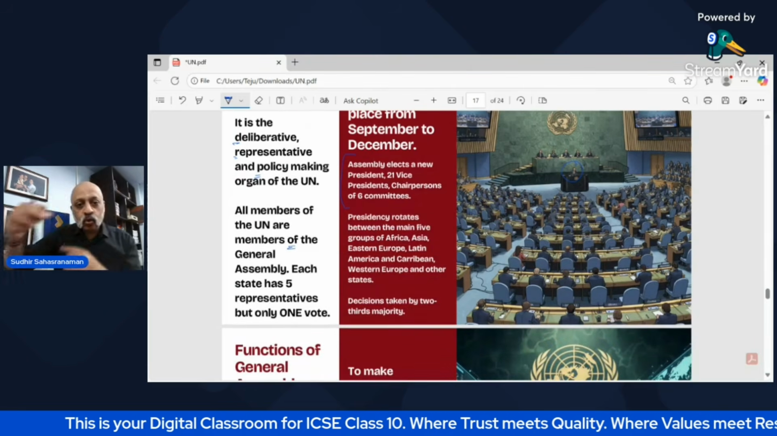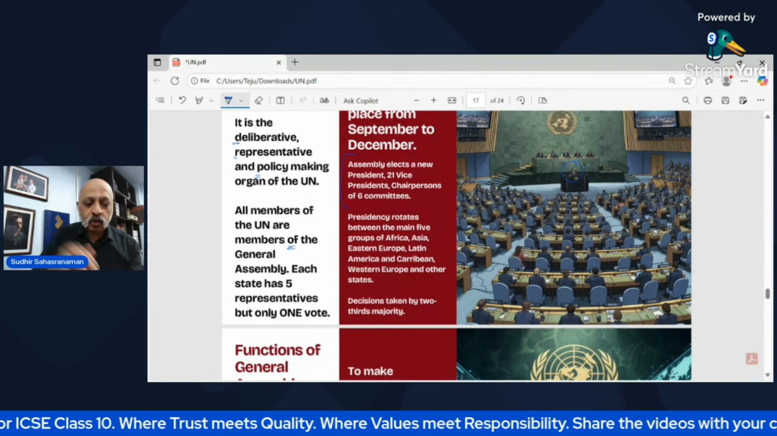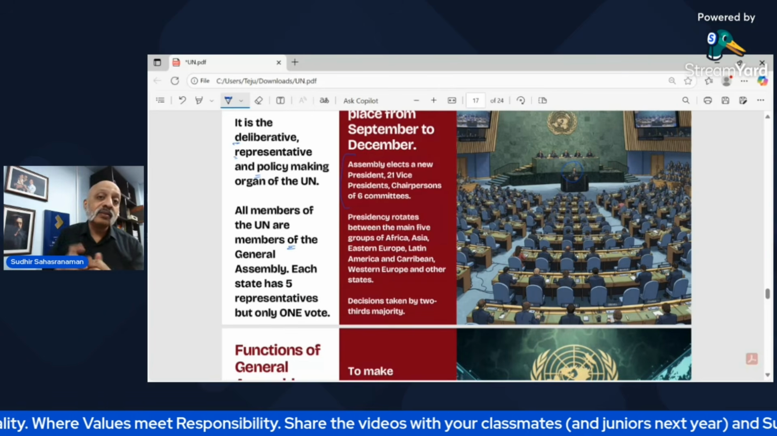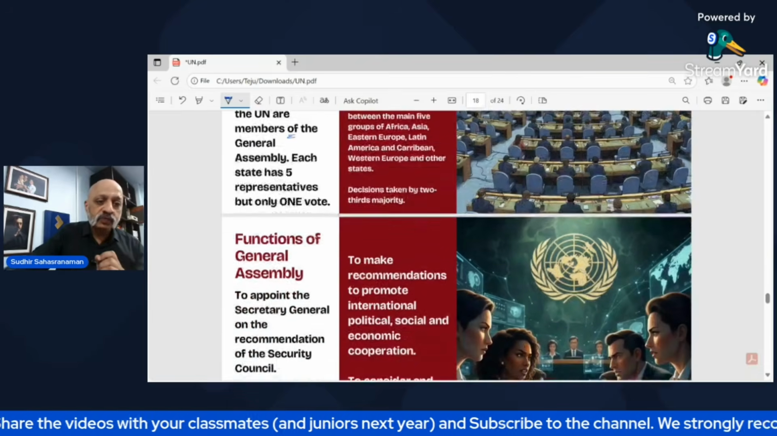The presidency rotates in alphabetical order, essentially, of the Security Council. But here we are talking about the General Assembly, and all decisions of the General Assembly are taken by 2/3 majority. Okay. Now, what are the functions of the General Assembly?